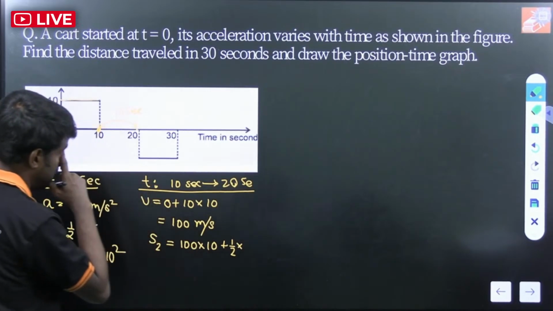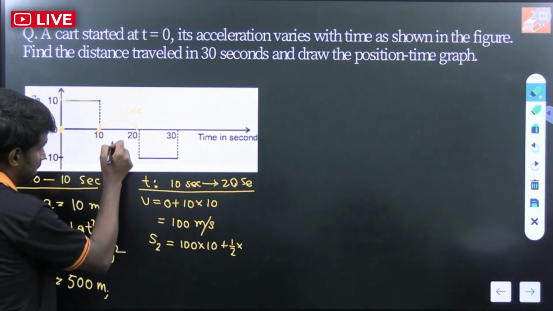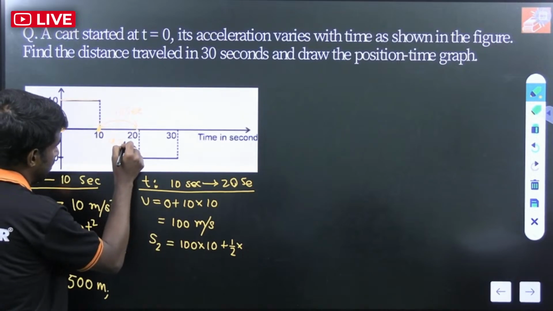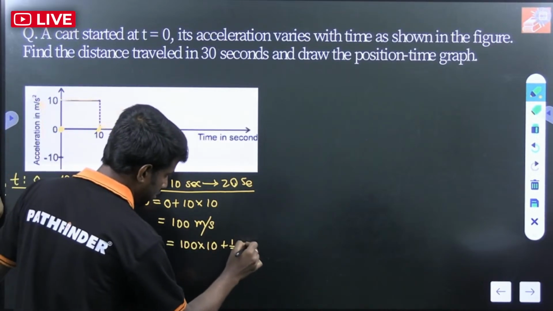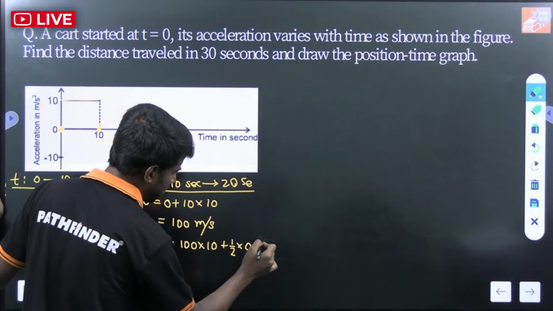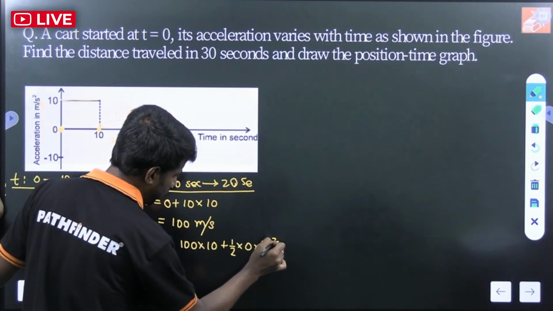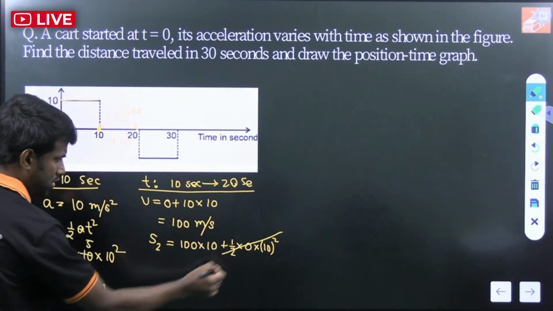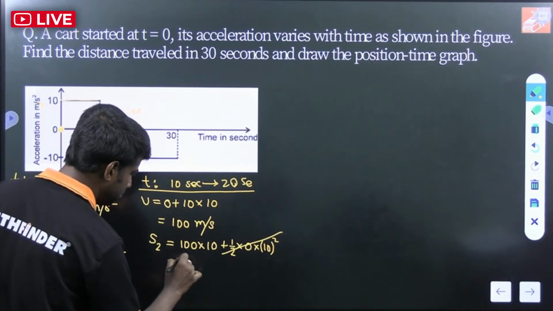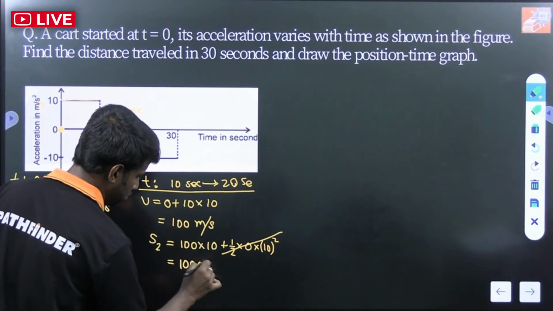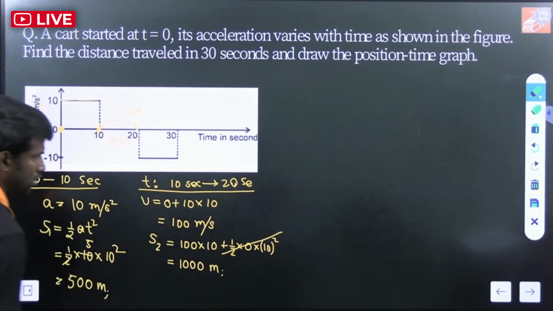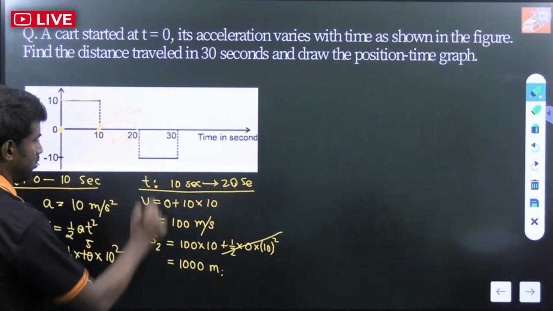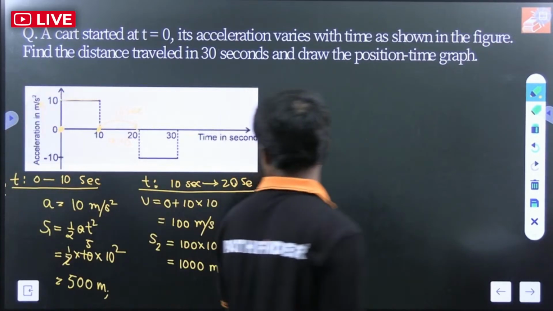acceleration. Now see, the acceleration from 10 to 20 seconds is 0 here. So 0 into whatever t square will be put in. So finally this term will not come because this one is 0. So that means 1000 meter. Now we will be calculating 20 to 30 seconds.